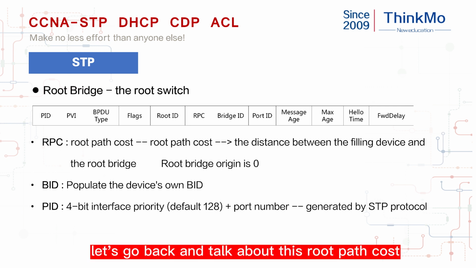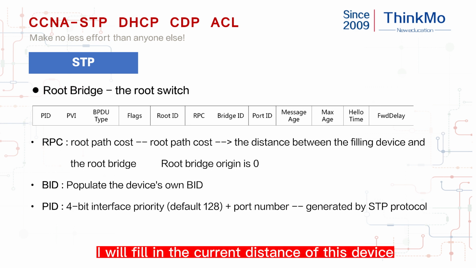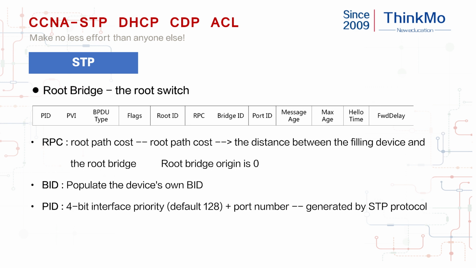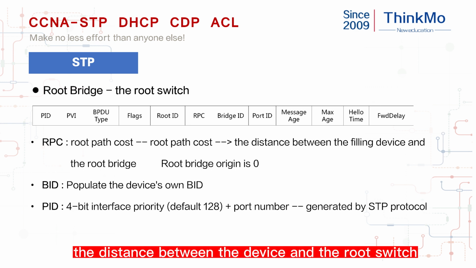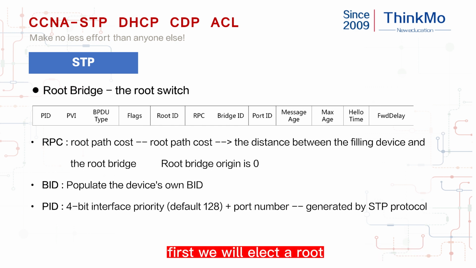Let's go back and talk about this root path cost. We didn't finish talking about this in the last class. Let's explain it next. For the current device, I will fill in the current distance of this device from the root bridge, that is, the distance between the device and the root switch. Then we're going to have a role election. First we will elect a root.